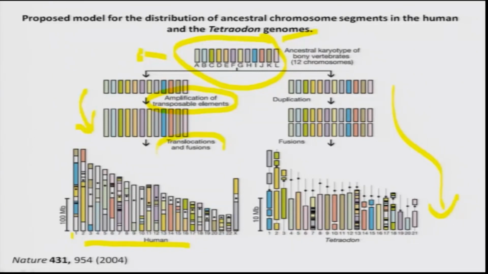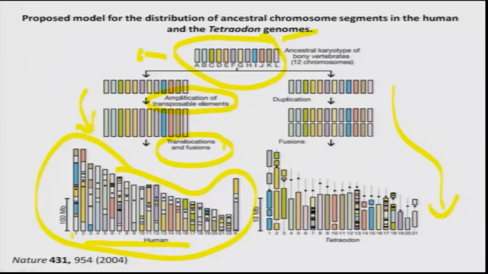So the translocation and the genome size is increased, and then what had happened is that you have chromosomes fused together or broke with each other, resulting in the kind of chromosome that you see. So, this is a hypothesis based on such kind of analysis.